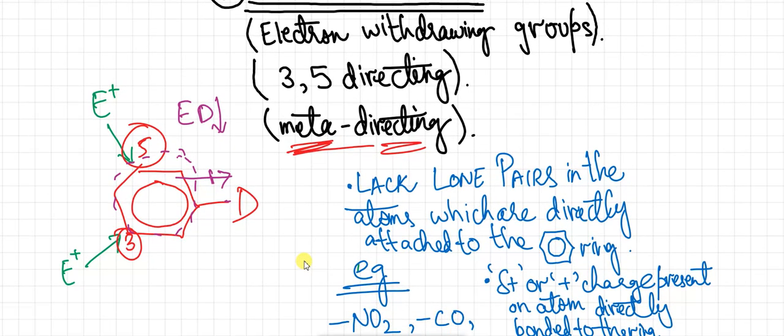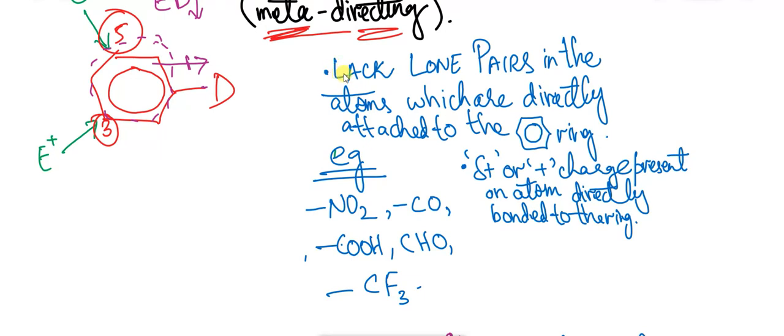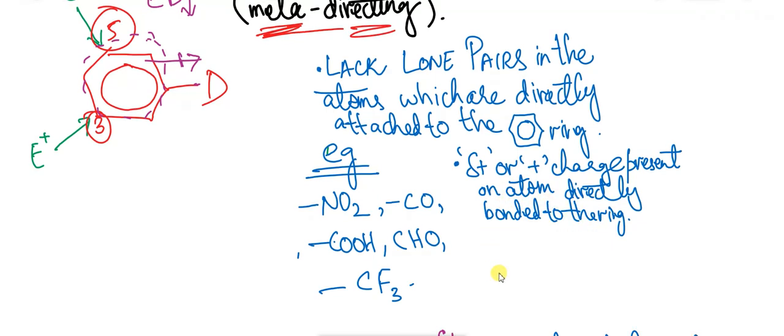A shortcut to identify deactivating groups is that all the deactivating groups will lack lone pairs. They will not have lone pair of electrons. Basically, the atom which is directly attached to the benzene ring will not have lone pairs attached to it. And the atoms which are directly attached to the benzene ring will either have a partial positive charge or a full positive charge present on the atom which is directly bonded to the ring.